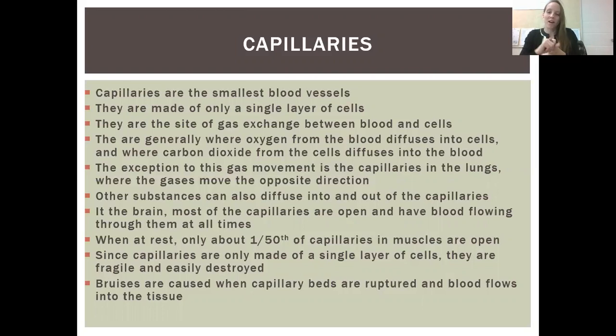Since capillaries are also very, very tiny, and their outer layer is only a single layer of cells thick, they are broken very easily, and that's usually what causes bruising. You've hit your arm or whatever, and you've broken the capillaries in that area, and then obviously the blood flows into that area until it clots.